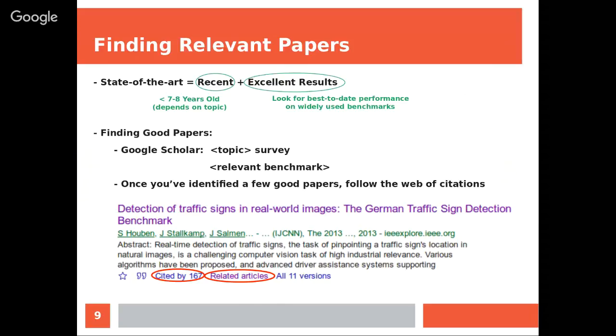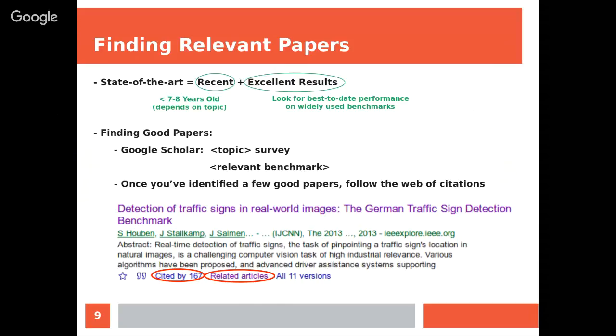I tried to think about how I look at papers and what my process is. So to me, the words state of the art mean recent, which typically means less than 7 or 8 years old. This varies depending on field. Deep learning is a field that's moving very quickly, so that might be less than 2 to 3 years old. Road sign detection seems to move a little bit more slowly. I think 7 to 8 is about right for that field.